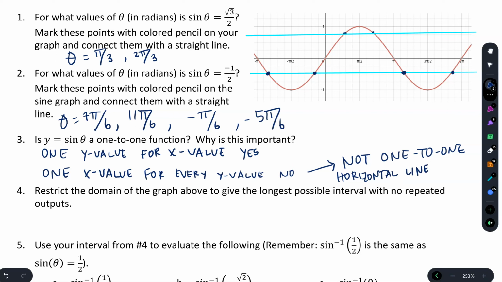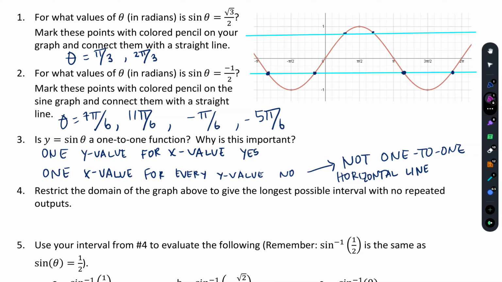Can I make it 1 to 1? Can I make sine a 1 to 1 function? Yes. Okay. How can I make it a 1 to 1 function here? Restrict the domain. So what could I restrict the domain to, so that I don't have repeating x and y values? So where could I restrict the domain, Justin?